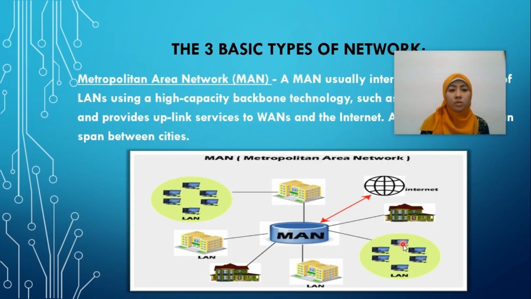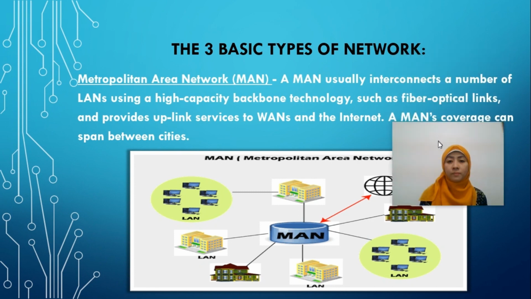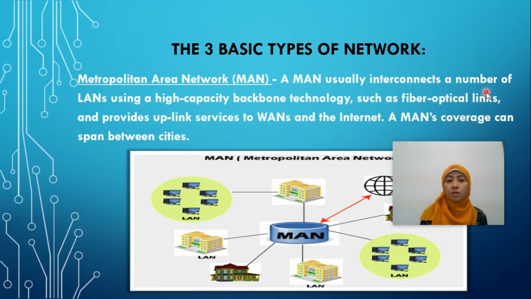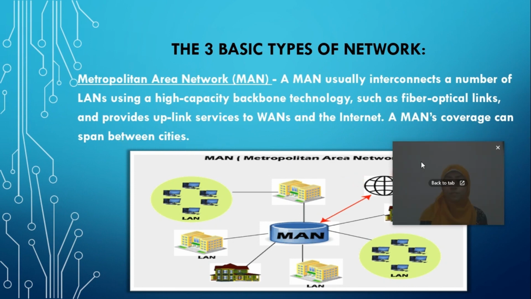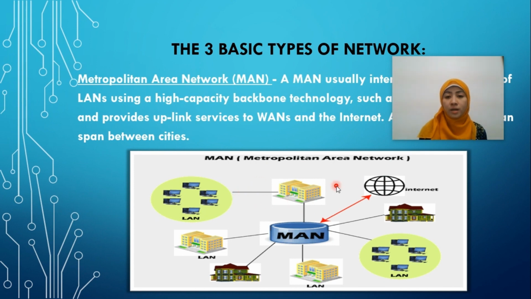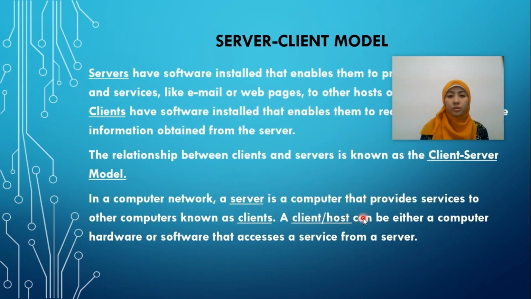And lastly, the Metropolitan Area Network, or MAN. A MAN usually interconnects a number of LANs using a high capacity backbone technology, such as fiber optical links, and provides uplink services to WANs and the internet. A MAN's coverage can span between cities. Here is the image of a Metropolitan Area Network. There are LANs and a building, and the internet, so it's connected in different areas.